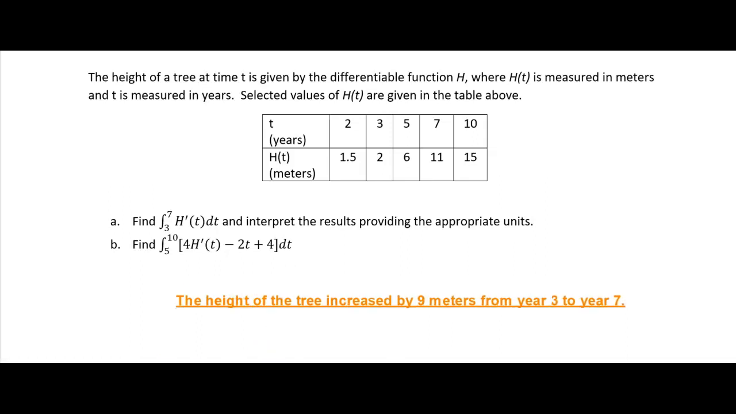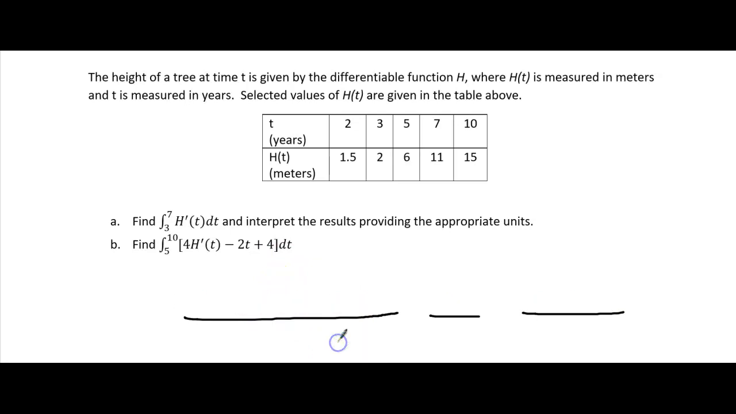And that's our interpretation. Remember, interpretations have 3 parts to them. They have the output units, they have the input units, and they also have the context. In other words, what's happening in the story problem. All right? So that takes care of that. Let's go ahead and move on to part B.